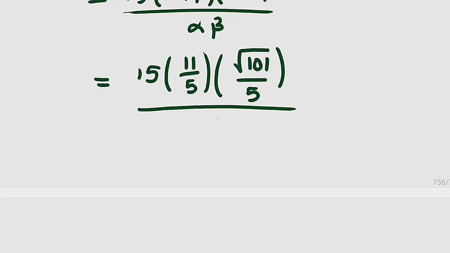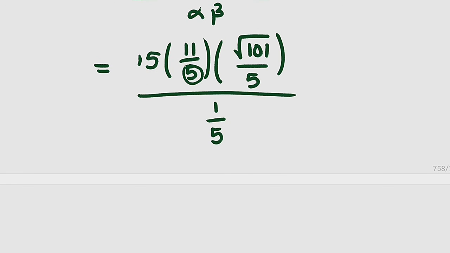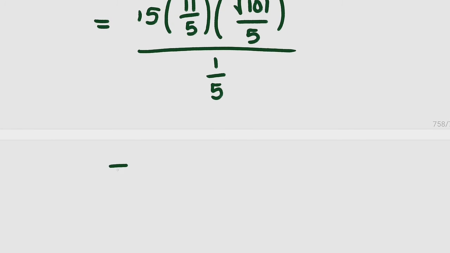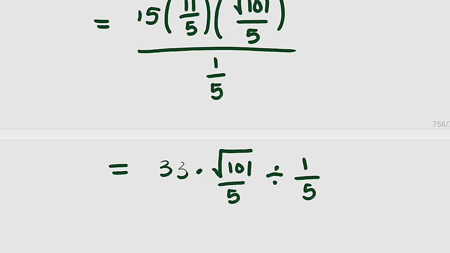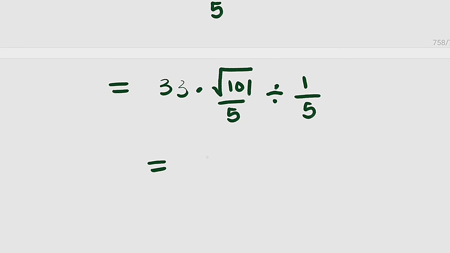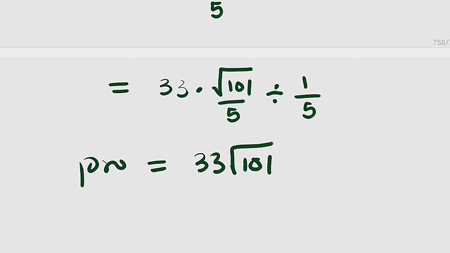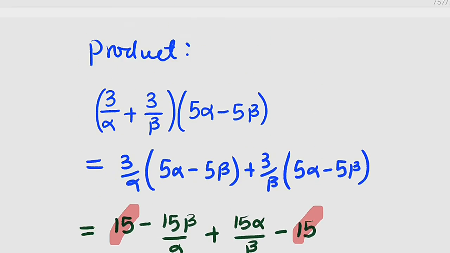Then you divide it by the product, which is 1 divided by 5. Now let us simplify. 5 here can go into 15 3 times. Then you use that 3 to multiply 11. You have 33. So this is equal to 33, right? Multiplied by the square root of 101 divided by 5. Then you should also divide it by 1 divided by 5, right? And the 5 will cancel. So finally we have 33 root of 101. This is the product. All right, so now we have the product and the sum right here.